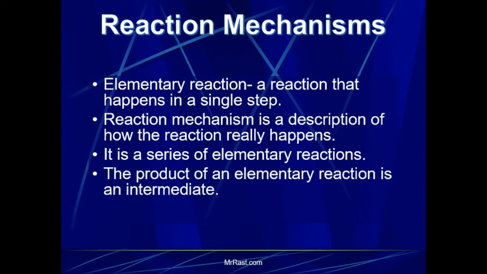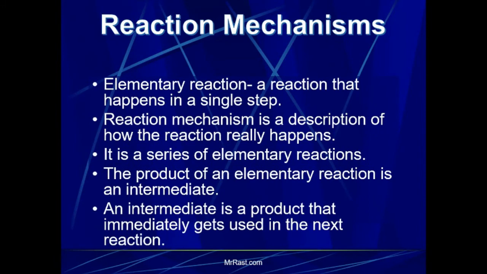The product of an elementary reaction is an intermediate. So these reactions will happen, they'll produce intermediates, and then the intermediates will react to form something new. The intermediate is a product that immediately gets used in the next reaction. So we talked about elementary reactions before. It's a single step. A reaction mechanism is a reaction that occurs with multiple steps. It's a series of elementary reactions, but the product of every elementary reaction is called an intermediate, which then gets used in the next reaction.